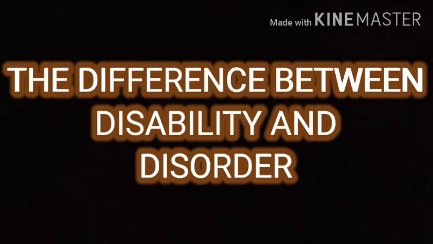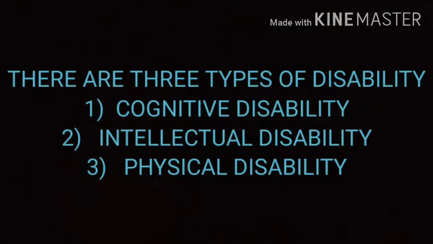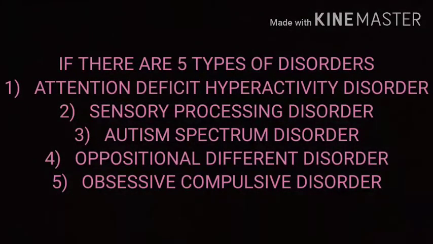The only difference between disability and disorder is that disability is damage to the body which does not permit the body to do an action, whereas disorder is a disease that does not make the body able to do things. There are three types of disability: cognitive disability, intellectual disability, physical disability. There are five types of disorder: attention deficit hyperactivity disorder, sensory processing disorder, autism spectrum disorder, oppositional defiant disorder, obsessive compulsive disorder. You will know it in a later class.